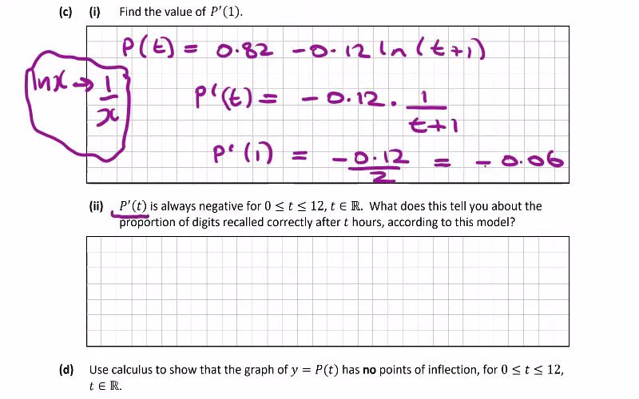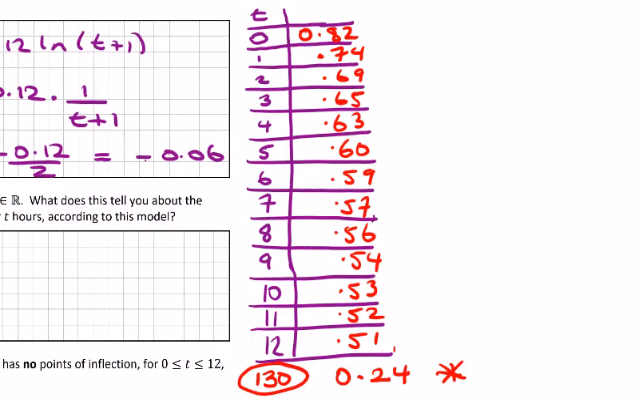P prime T is always negative between 0 and 12. What does this tell you about the proportion of digits recalled after T hours? I'm just going to do a quick table. You'd have time in exam between 0 and 12 here. Let's see what this function looks like. So here's a table between 0 and 12. After time equals 0, we'd be expected to memorize 82% initially. And then you can see it's declining all the way down.